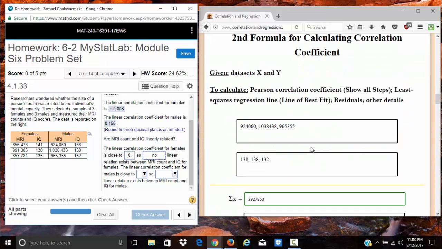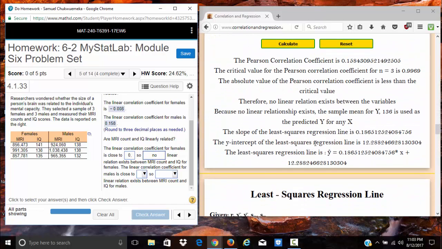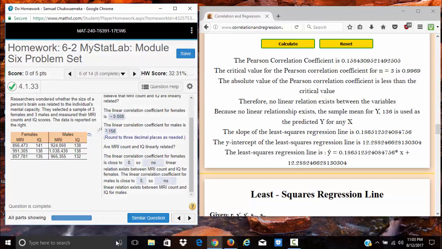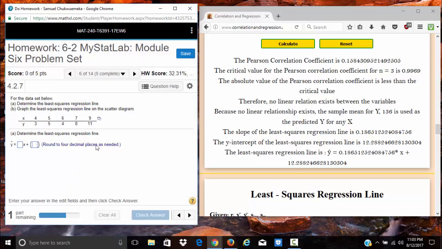And for the males, let's look at the males. No relation exists for the males as well. The linear correlation coefficient is close to 0, so no relation exists for the males. Okay? Comprendez? Comprenez-vous? Do you understand it?